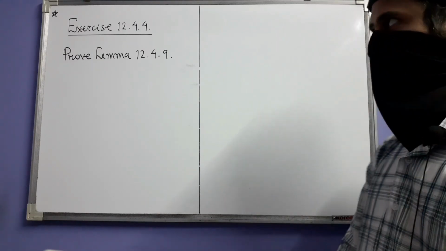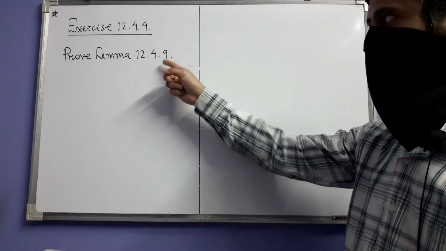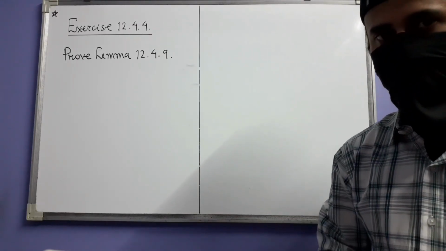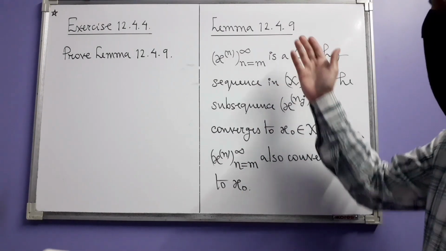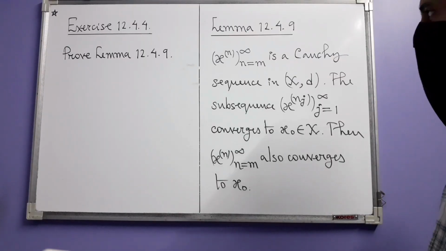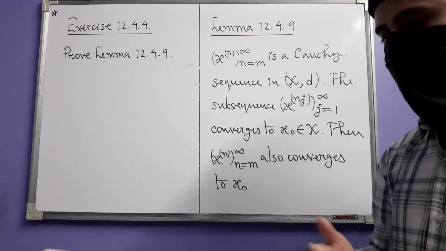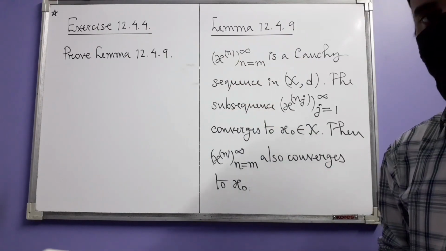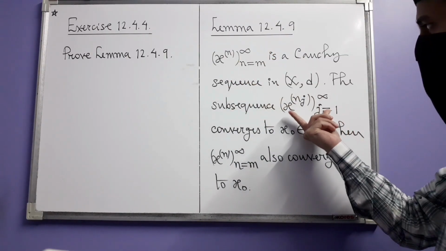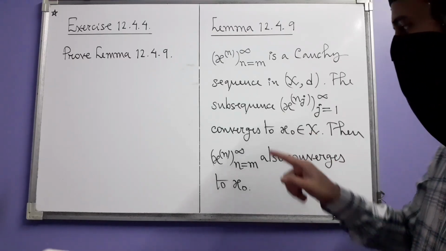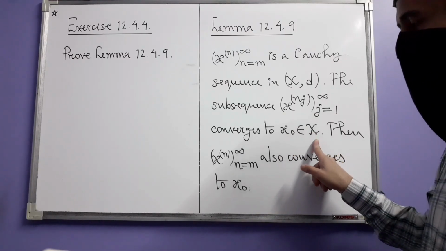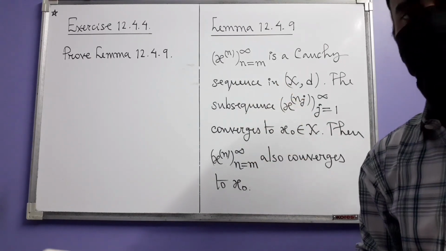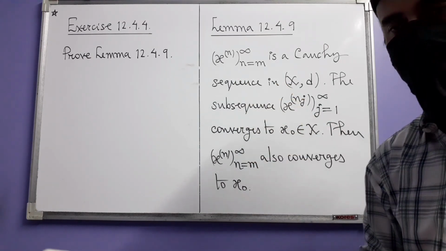Next we have exercise 12.4.4, where we have to prove Lemma 12.4.9. So let's start by recalling the statement of the lemma. This is the statement of Lemma 12.4.9 written briefly. (X, d) is a metric space in which we have a Cauchy sequence x_n, and this sequence has a subsequence x_{n_j} which converges to some point x_0 in X. Then the original Cauchy sequence also converges to that same point x_0. This is what we have to prove.